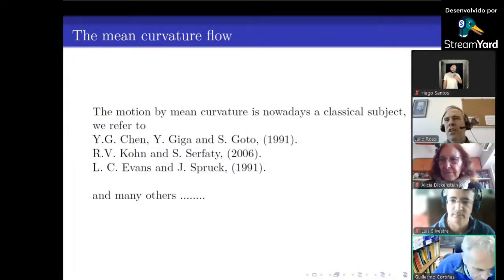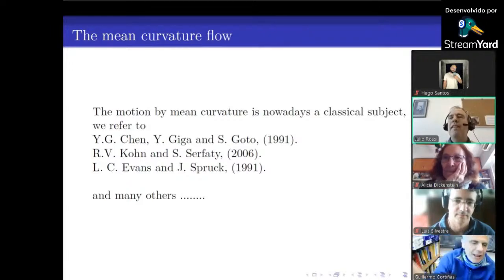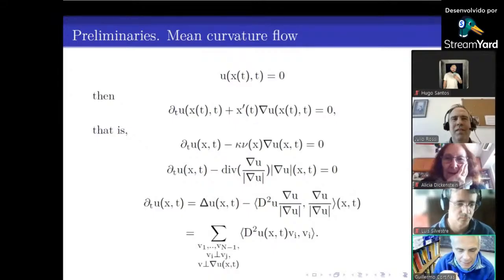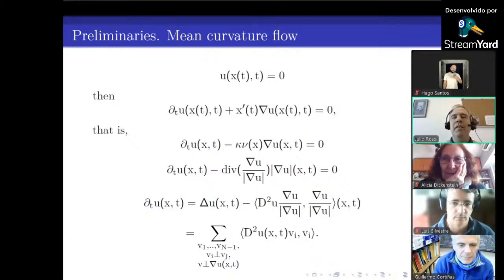Sorry, yeah, Julio, please ask. In the previous slide, the big N in the summation at the end, what does this have to do with? Everything is embedded in Rn. In the Euclidean space, the capital N is the number of variables.